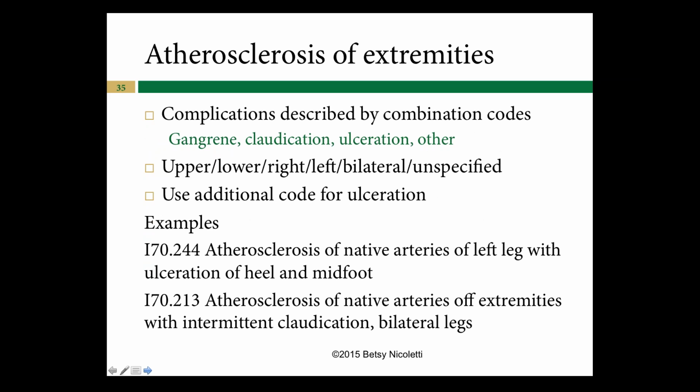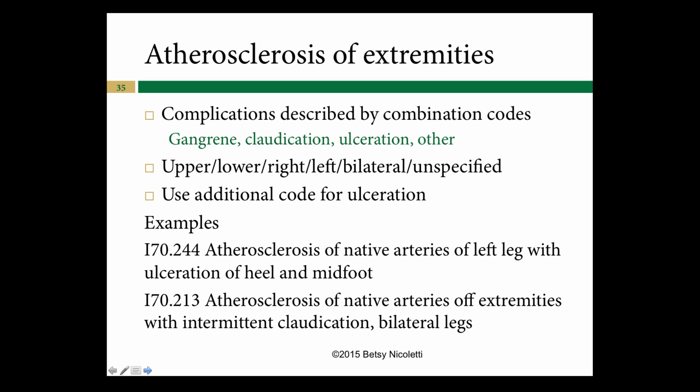So if we're looking at atherosclerosis of the extremities, we would have one without complications. That's always an option. We always hope that. And then it is with specified complications: gangrene, claudication, ulceration, ulceration and claudication, then upper or lower or bilateral, and right or left. If we have an option for bilateral and the patient has it bilaterally, we choose that code.